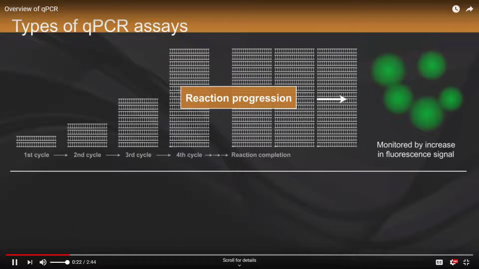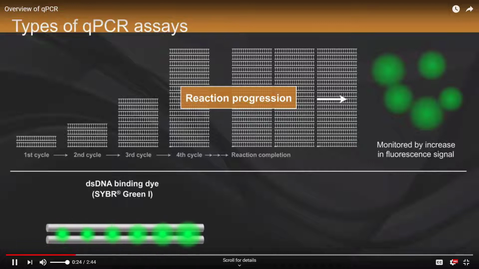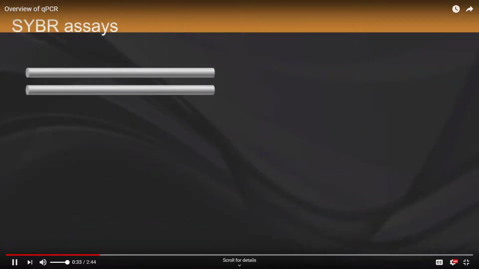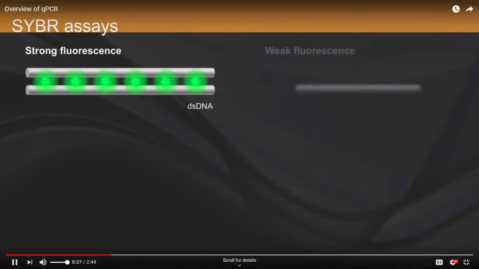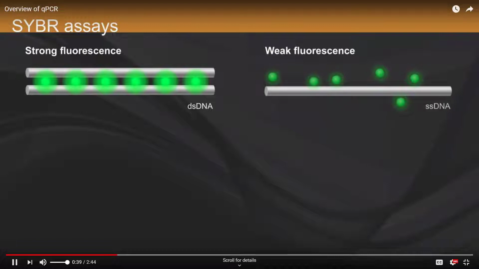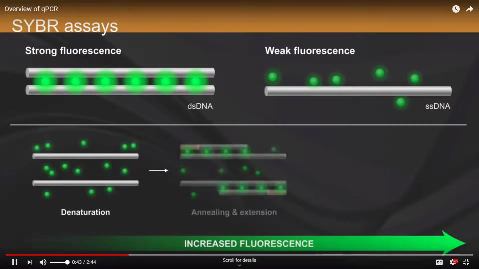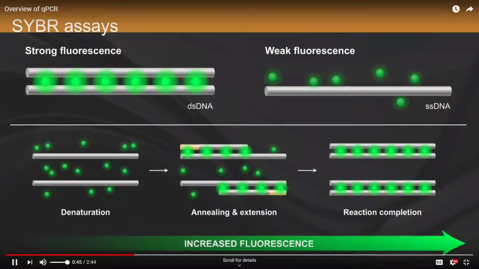The fluorophore can be a double-stranded DNA binding dye, most commonly SYBR Green 1. In SYBR assays, the dye fluoresces when bound to double-stranded DNA, but displays weak fluorescence in the presence of single-stranded DNA. This results in an increased fluorescent signal as the reaction progresses and double-stranded DNA is formed.